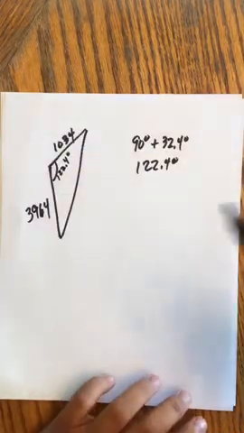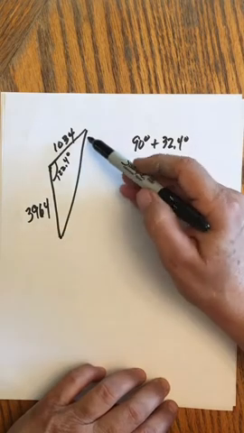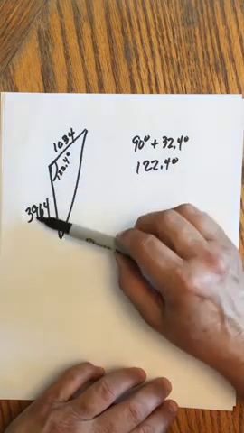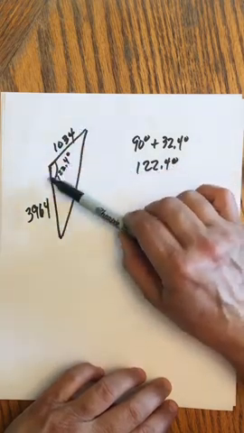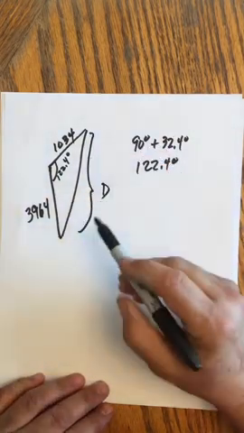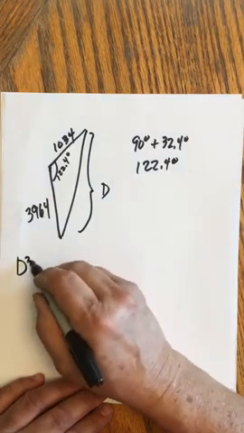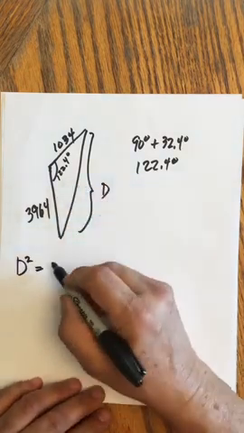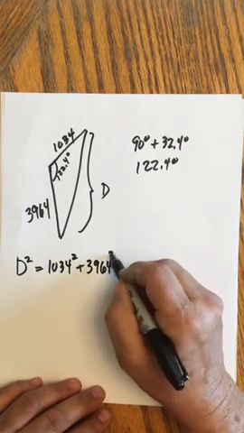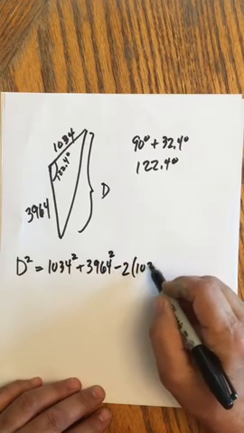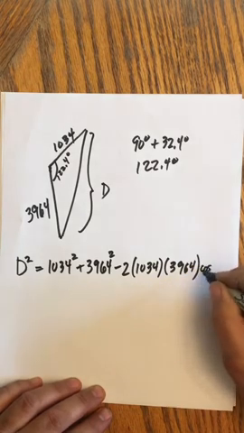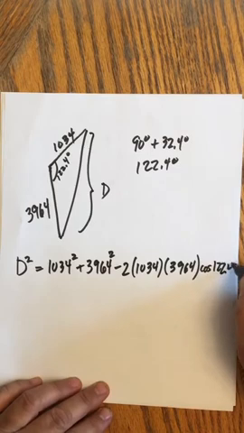Okay, so the basic strategy at this point is to go ahead and get this side. This angle forms the side opposite it, and you also have the lengths of both sides adjacent to this angle. So if I call this whole thing big D for distance, I could say D squared, using the law of cosines, is equal to 1,034 squared plus 3,964 squared minus 2 times 1,034 times 3,964 times the cosine of that angle, 122.4 degrees.